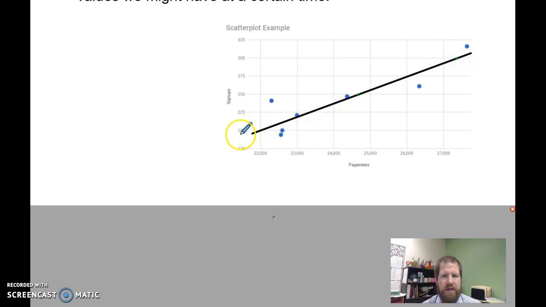Okay. You'll predict by making a scatter plot, okay, or using a scatter plot that's already given to you and drawing a line of best fit, keeping it close to your values, all right, and keeping the same number of values above and below your line, and then looking at your variables and saying, okay, where does this match up? Where does my line of best fit go? All right.